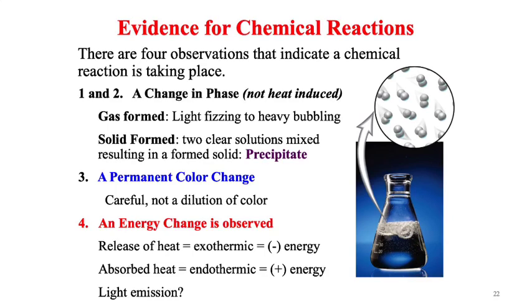Okay? Color changes become very, very tricky because the color changes are all due to a kind of internal chemical process. Sometimes that can be a dilution of color. Adding red food dye to white cake frosting is a dilution of color. A dilution of color is not a chemical change. But if I take white cake frosting and a clear liquid, and I now mix them and it becomes red, where did red come from? A chemical reaction.